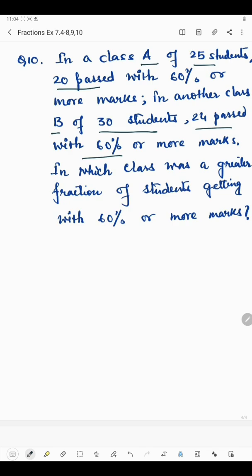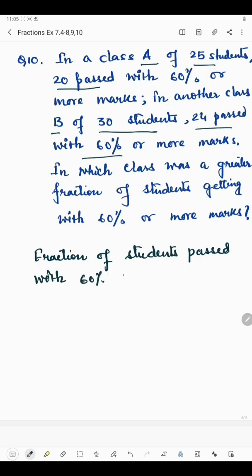So let us write the fraction. Fraction of students who get 60% or more marks in class A and class B. So we'll write, fraction of students passed with 60% or more marks is, here the total number of students in class A was 25, and out of 25 students, 20 passed with 60% or more marks. So the fraction will be 20 by 25.